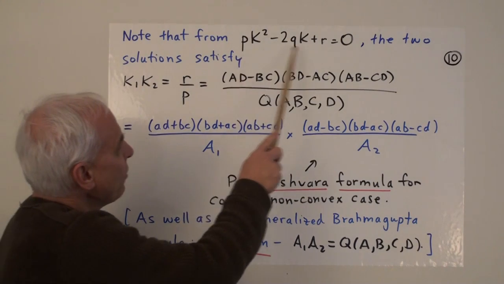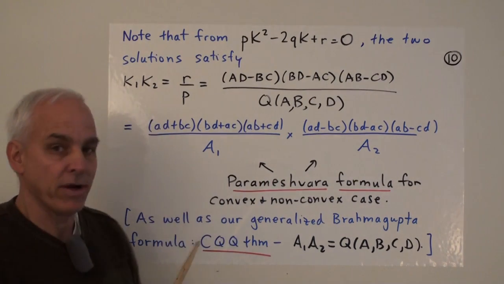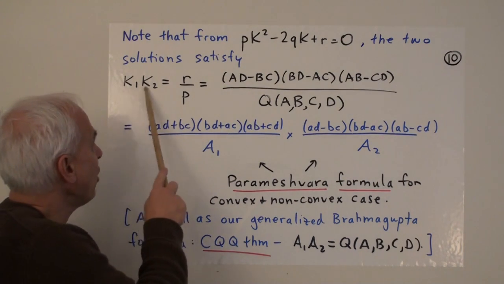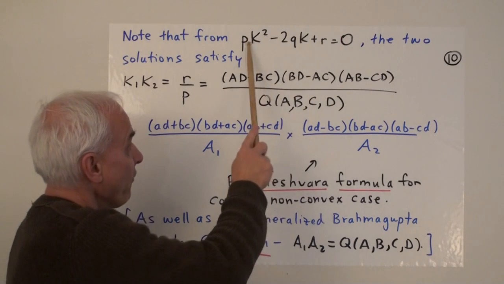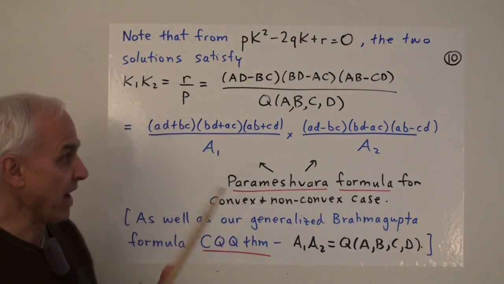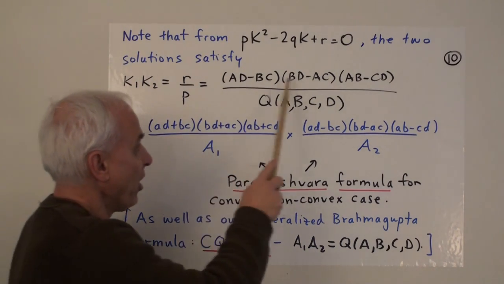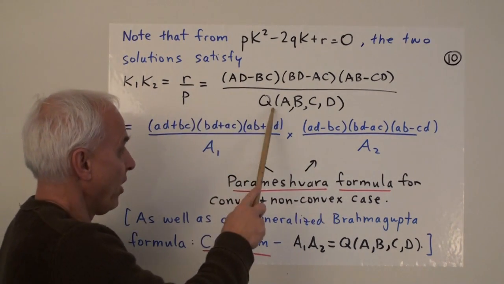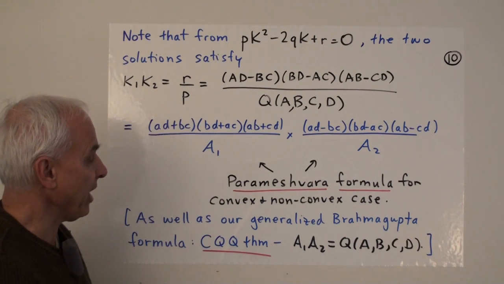So, with this quadratic equation, if we were interested in the two solutions, say K1 and K2, then the product of these two solutions is going to be R over P. It's a general fact of a quadratic equation. And R was this product here, and P was the quadruple quad formula applied to capital A, B, C, and D.